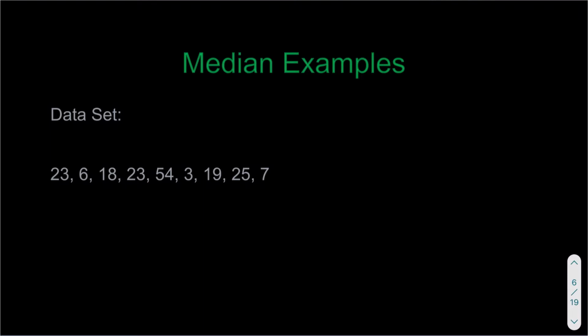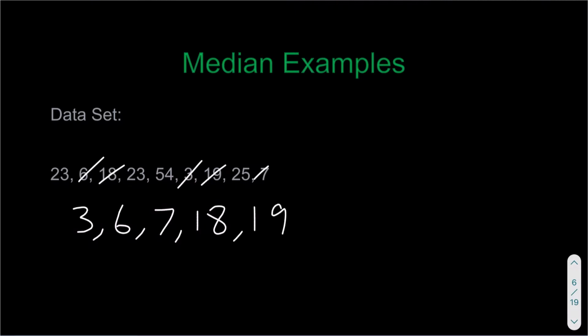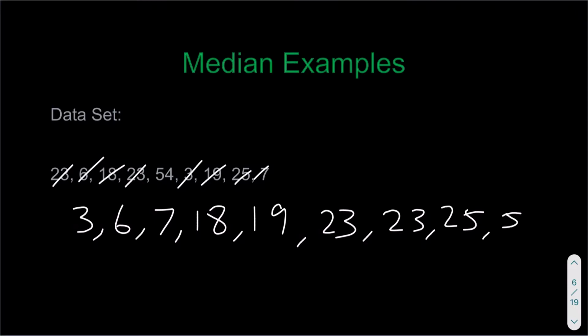So we see that 3 is the lowest. So let's put 3 down and cross it out. We know that 6 is second, so let's put 6, then 7, then 18, then 19, then 23, 23 again, 25, then 54. Now I just arranged the entire data set in order. In order to find the median, we have to find the middle number.